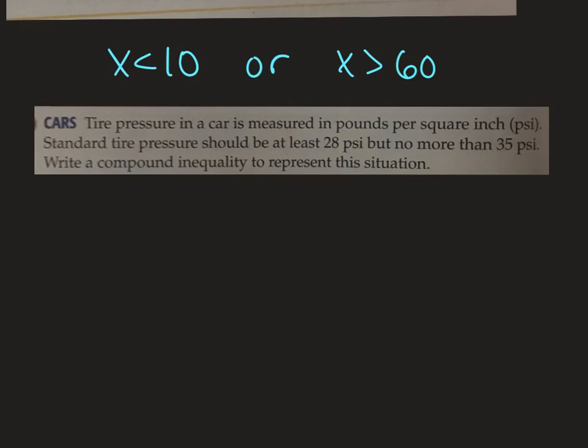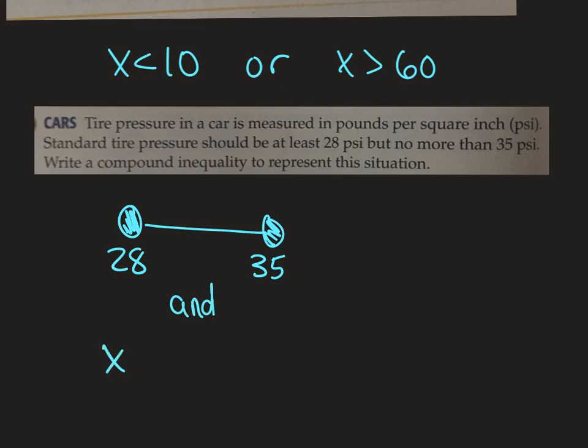All right, let's read this one. Tire pressure in a car is measured in pounds per square inch. Standard tire pressure should be at least 28 psi, but no more than 35. That sounds like one of these, in between 28 and 35. At least 28, I feel like it should be colored in. Not more than 35, I feel like that should be colored in. So this is one of the and questions.